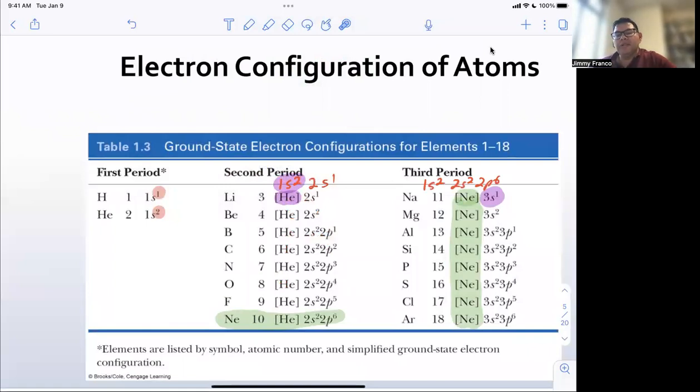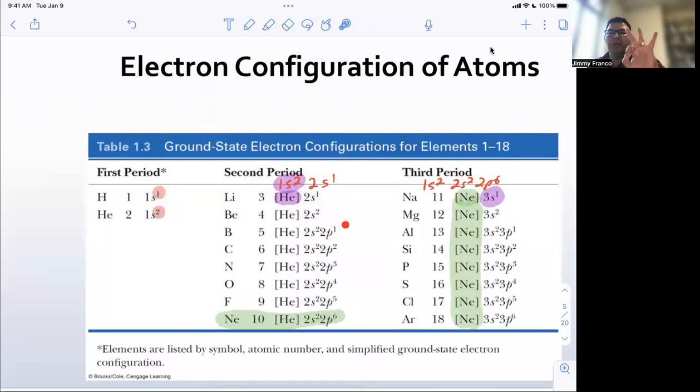Now, you're probably saying, well, Jimmy, you just said that you can only put 2 electrons in each orbital. Why is there 3? When we do this notation, we don't separate the difference between the p that has an x or a y or a z. We just combine all the p orbitals. All right. So even though there's 3 different ones, right? There's px, py, pz. We combine them all.